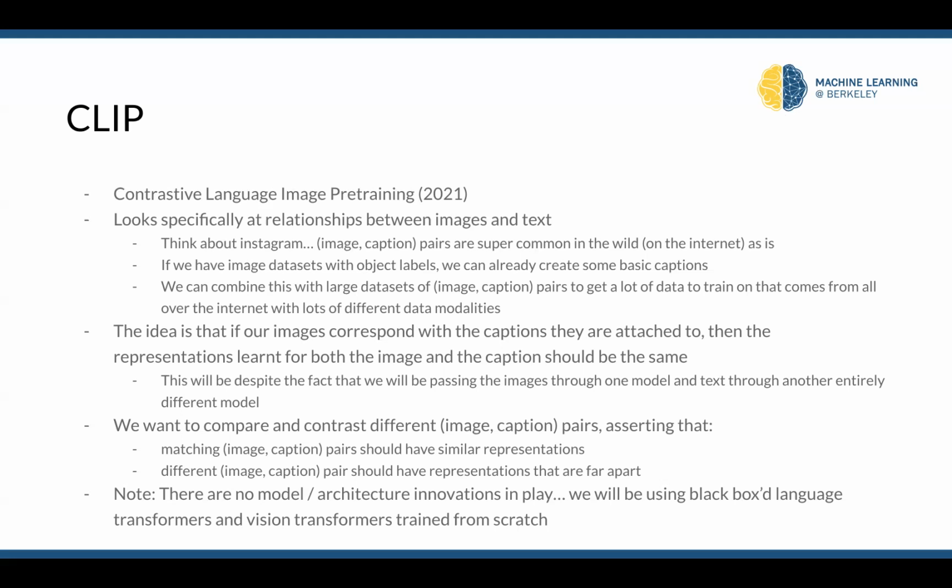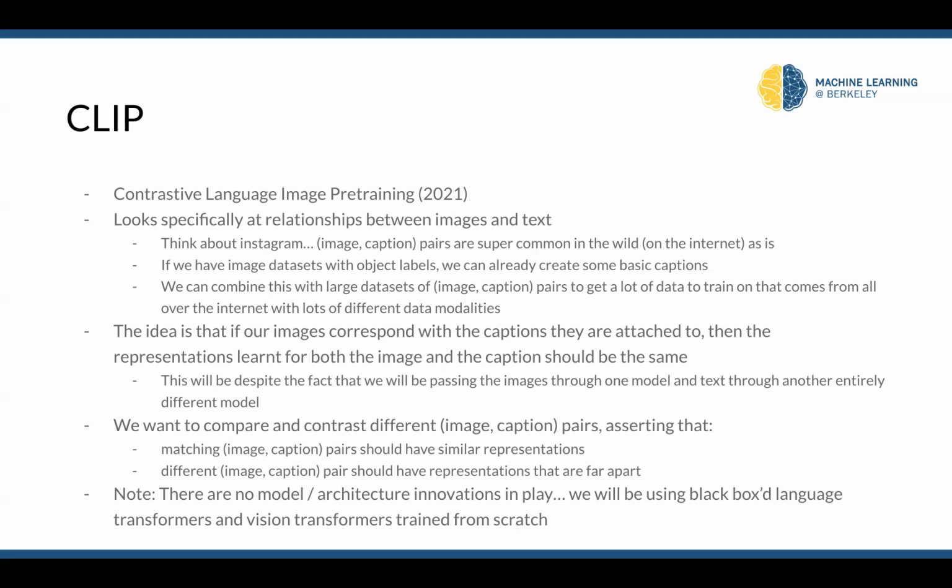And the basic idea with CLIP is that if we have images corresponding with captions that they are attached to, the representations learned for both the image and the caption should be the same. So we talked before about image encoders and a little bit about text encoders. We're not going to worry about architectural details here. We're just going to black box something like a vision transformer and then a transformer that's made for natural language. It takes in a sentence, or in the case of our vision transformer, takes in an image, and outputs some fixed latent vector, like 128 dimensional, 512 dimensional, whatever.